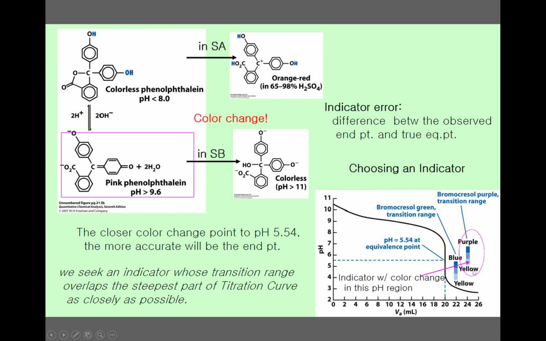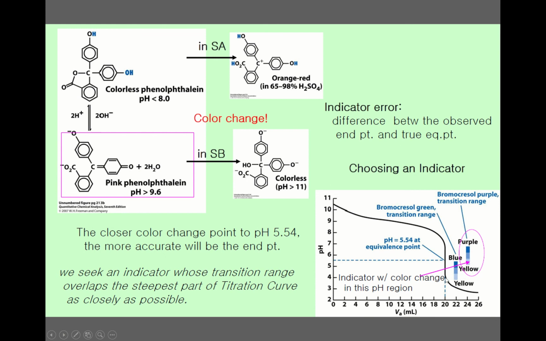But in the meantime, bromocresol purple: in acid solution the color is yellow, and it changes color to purple. The pH range is from 4 point something to 6 point something. So which indicator should be used? Well, maybe this one. This bromocresol purple is the adequate indicator.